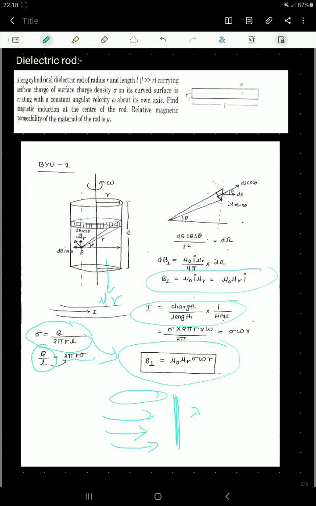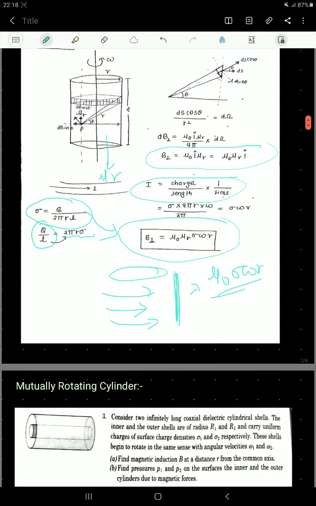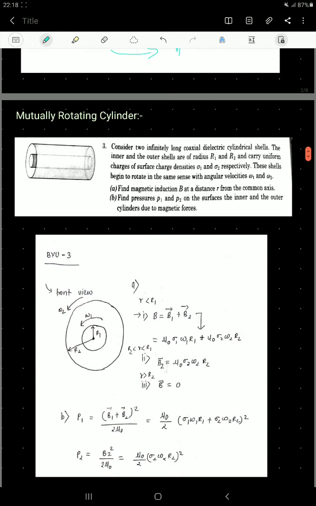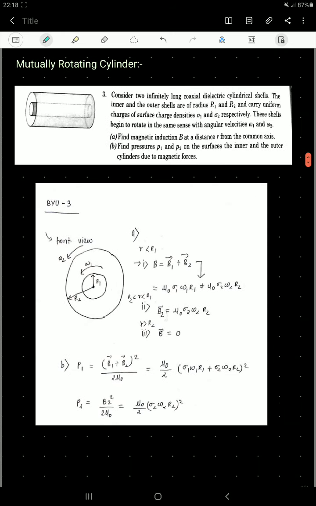If this was a normal conducting rod, it would be mu naught sigma omega r. Okay, only mu naught sigma omega r. On a similar situation, this question is based, so this is build your understanding question number 3. It's a very easy problem actually. You need to find the field as a function of r.